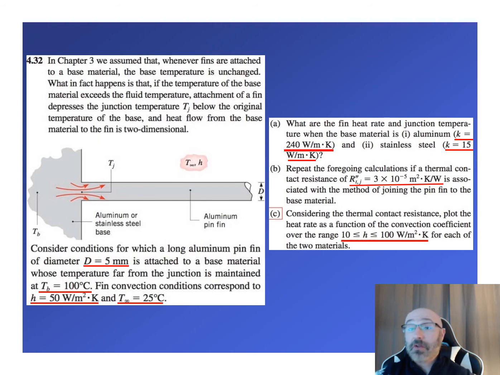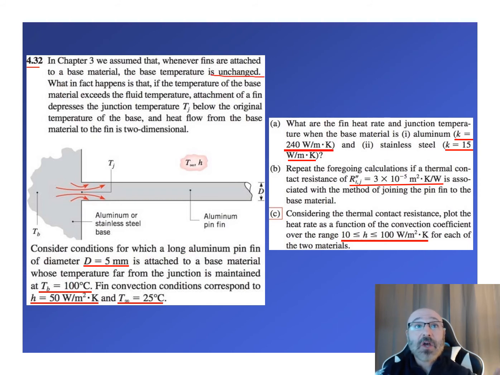So let's take a look at another example problem here. Let's take a look at example 4.32. This problem references back to chapter 3 when we're dealing with fins. In chapter 3, we assumed that whenever fins are attached to a base material, the base temperature is unchanged.